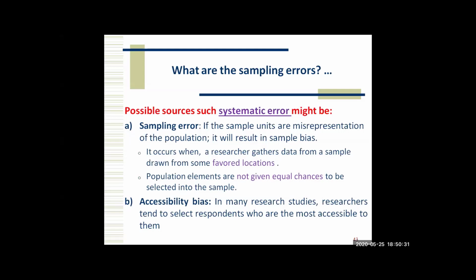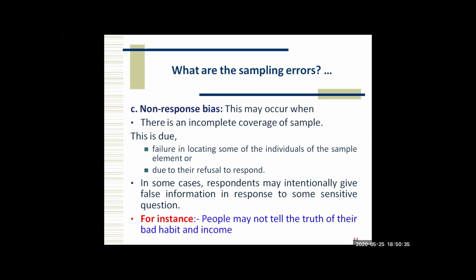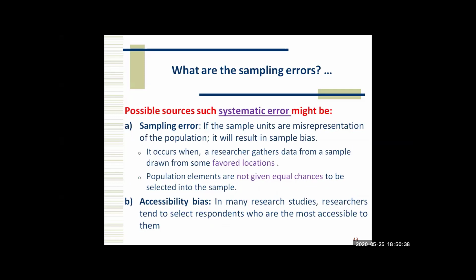The first one is sampling error. The second one is accessibility bias, non-respondent bias, and then this will also constitute an addition to the error, the sampling error that was actually, for instance, the researchers just gathered the data from the sample by not properly implementing the sampling procedure. Or if the researcher collects the sample, the population elements might not be given equal chance. In such case, it might also lead to added sampling error.